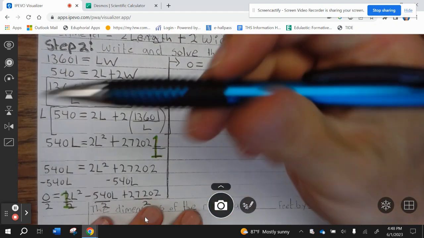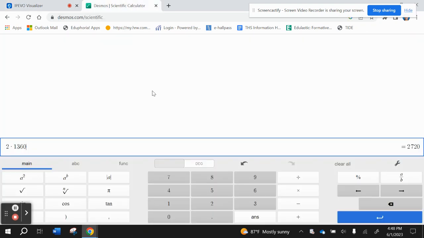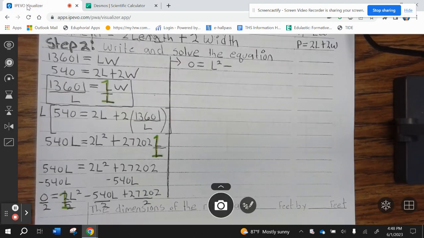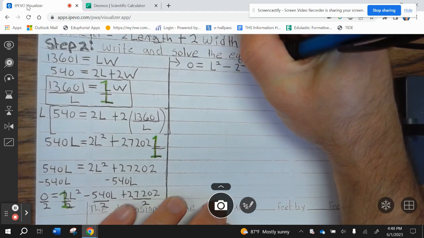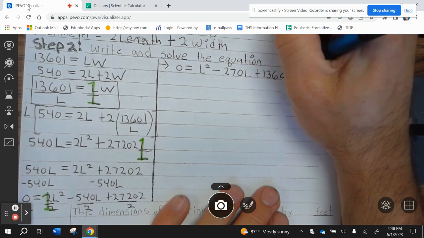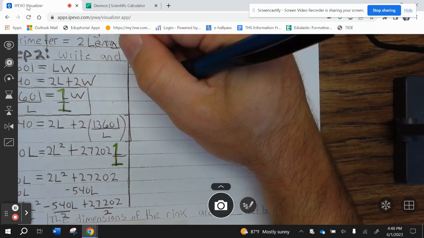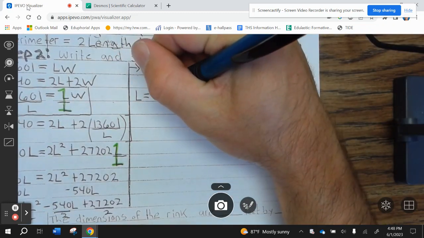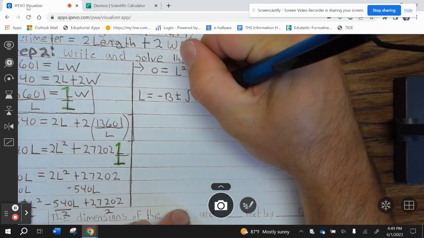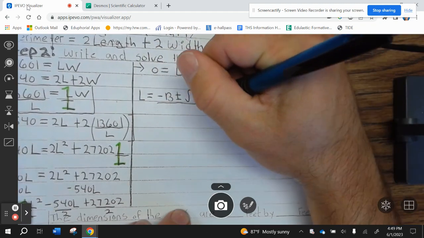So that's L squared minus 540 divided by 2 is 270. So minus 270L plus 13,601. Now, we could factor this, but honestly, I think using the quadratic formula would work the best. So we know L equals negative B plus or minus the square root of B squared minus 4AC, divided by 2A.